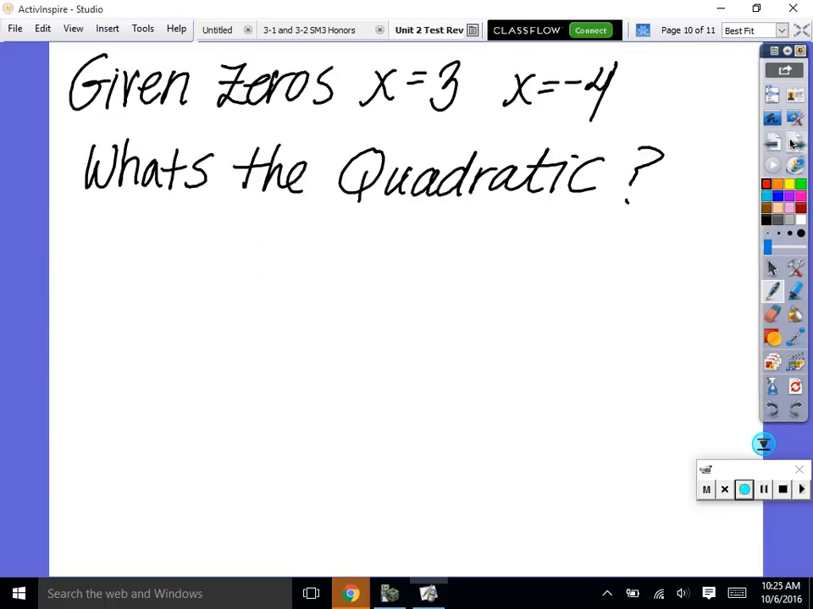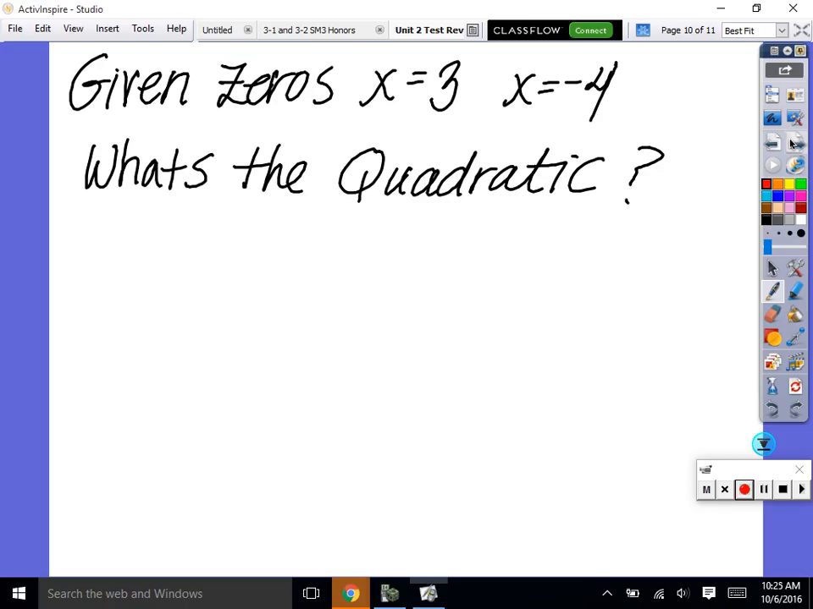Okay. And then the last thing is, given the zeros, what's the quadratic? So this is the one where we're working backwards. So we're now going backwards. Instead of actually factoring the quadratic and finding the zeros, we're now given the zeros, what's the quadratic? So remember, this is the one where we work backwards, right?